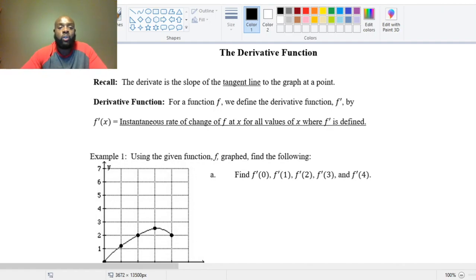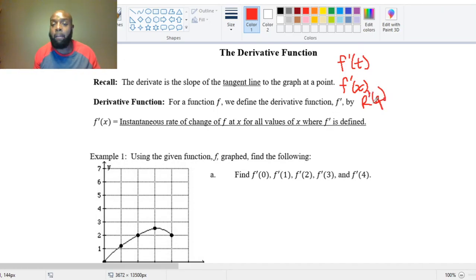So the derivative function says that for a function f, we define the derivative function f prime, and what you'll usually see it written as is something like f prime of x, if x is our input value, or we might say f prime of t. We use functions like revenue and cost, so we might say r prime of q. It's not going to be at a specific number anymore. It's going to be at your variable, your input variable. That's what we mean by the derivative function.